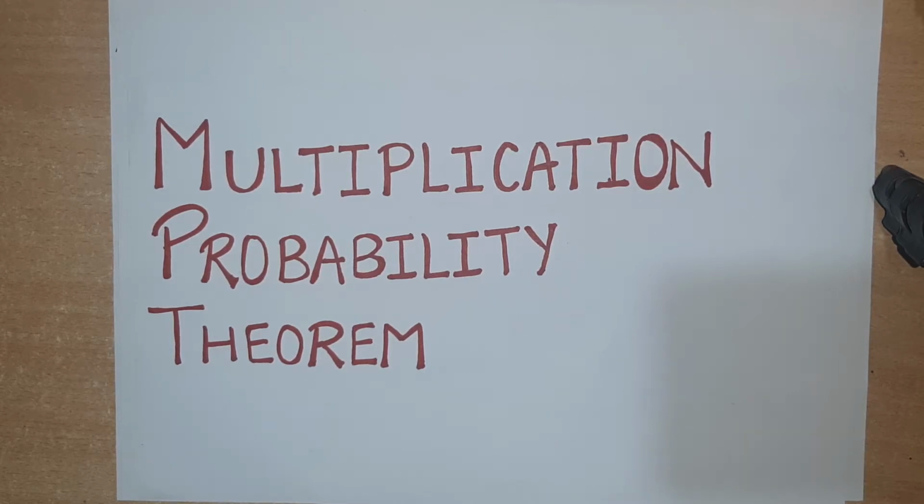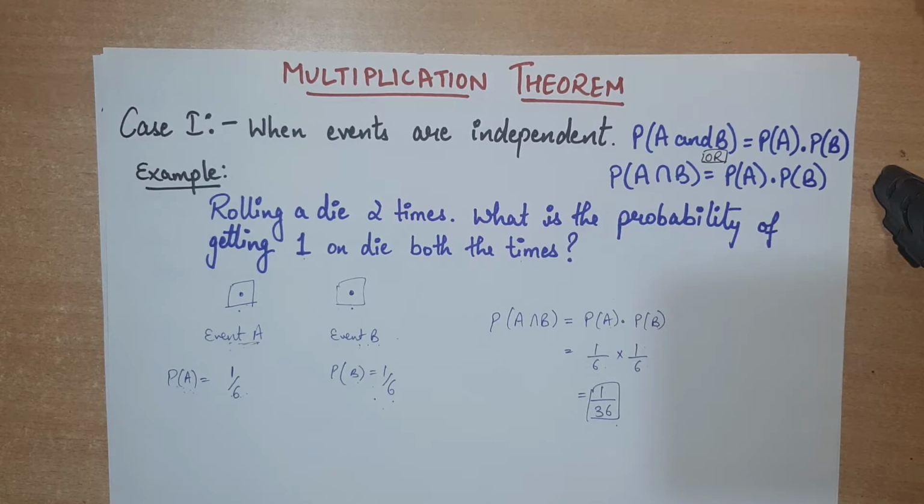Today I'll talk about the multiplication probability theorem. To calculate the probability of two or more events happening together, we can use the multiplication rule of probability, or the multiplication probability theorem. We will start with case 1, when events are independent, where one event has no effect on the other event.